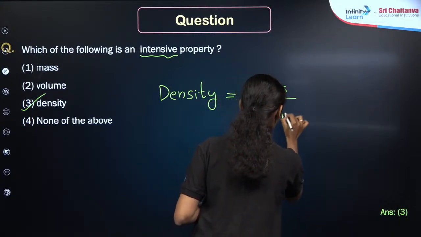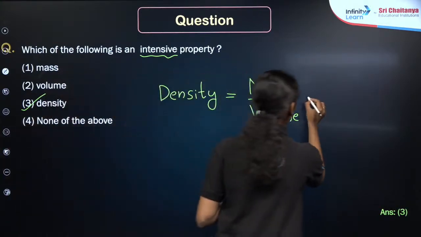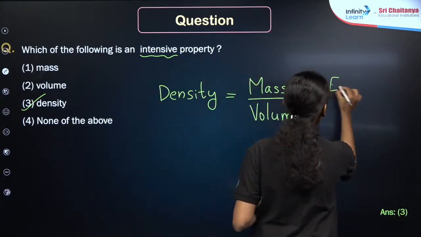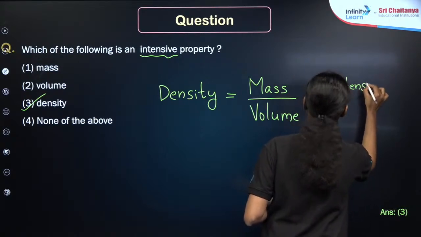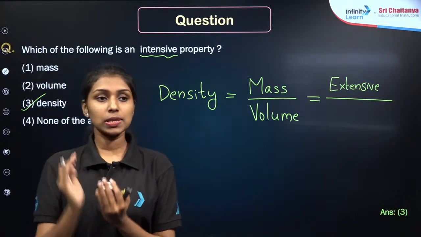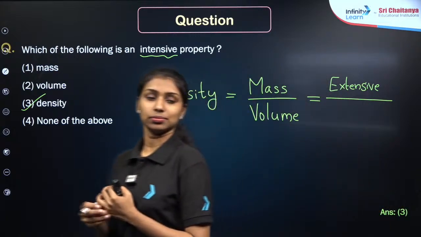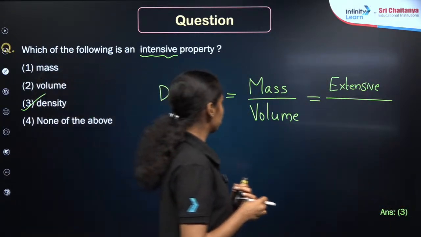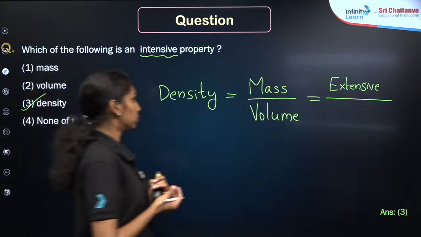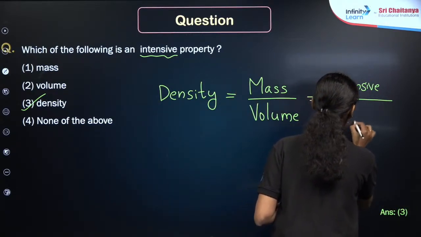So, there is one more important point you have to keep in mind whenever you are dividing two extensive properties. Mass is an extensive property, right? Extensive means it depends on the amount of substance. Then what about volume? Is it an extensive or intensive property? Extensive, right? Volume is also an extensive property.